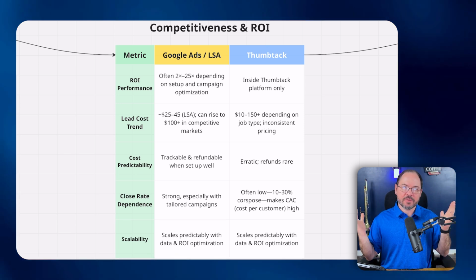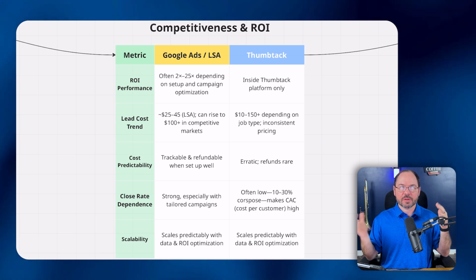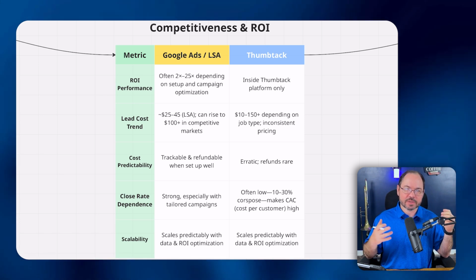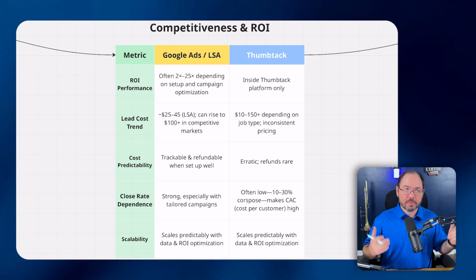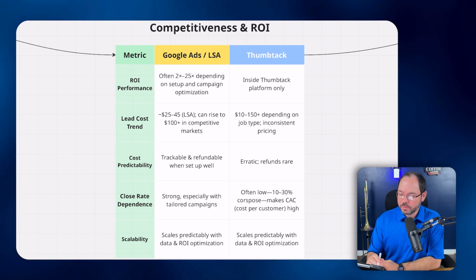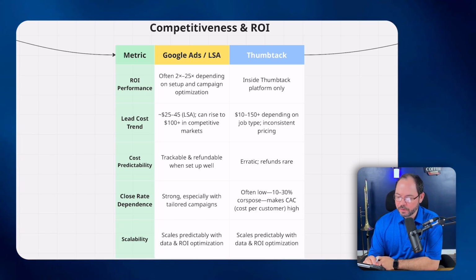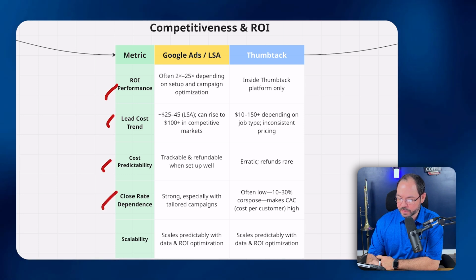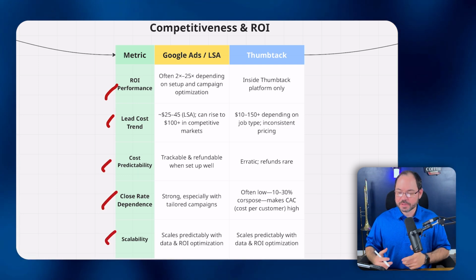Now let's get into competitiveness and ROI, your return on investment. Look at how you can still get a return on both, right? But let's look at how they weigh against each other so you can pick the right one that's best for your business where you're at now. The metrics we're going to look at are ROI performance, lead cost trend, cost predictability, close rate dependence, and scalability. So let's look into all these sections here.